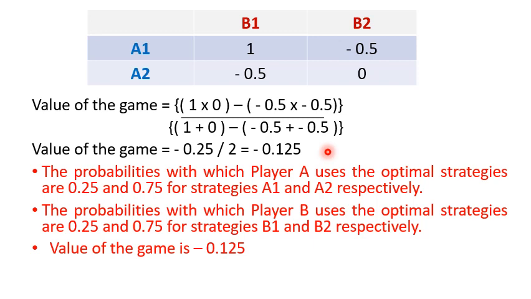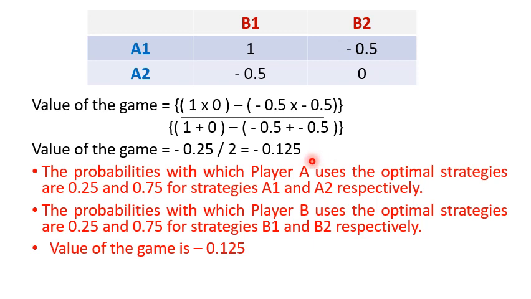So here the value of the game comes as negative, which means the game is slightly loaded in favor of player B, not player A. In the previous two problems in mixed strategy, you got the value of the game positive, which means the game was loaded in favor of player A. Here the value of the game is minus 0.125, a negative value. So the game is loaded in favor of player B here.